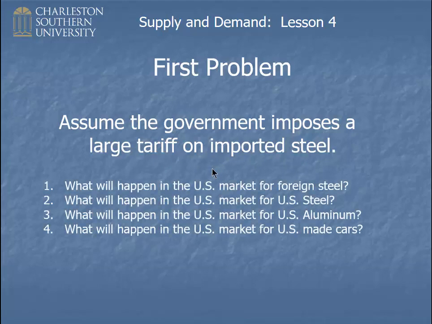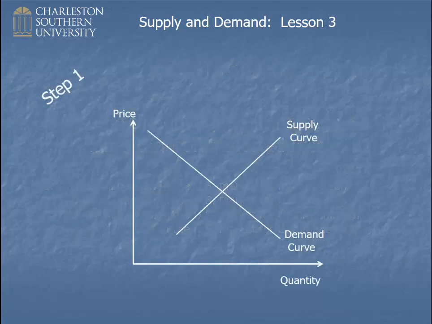So here are your questions. What will happen in the market for foreign steel? What will happen in the market for U.S.-made steel? What happens in the market for U.S.-made aluminum? And what happens in the market for U.S.-made cars? So let's do them one at a time. Step 1, draw a supply and demand graph, mark the equilibrium, then read the question and title the thing.